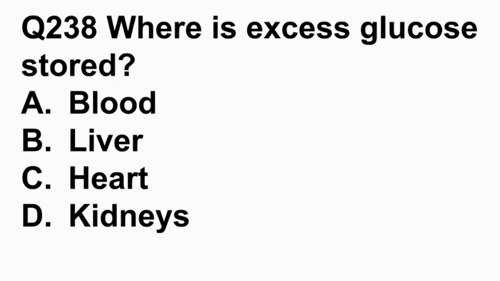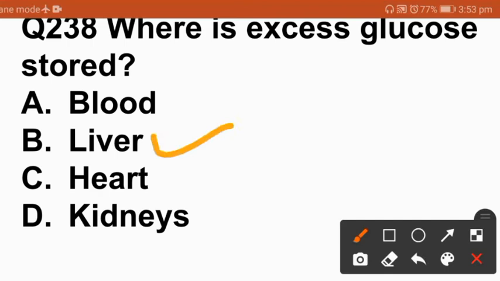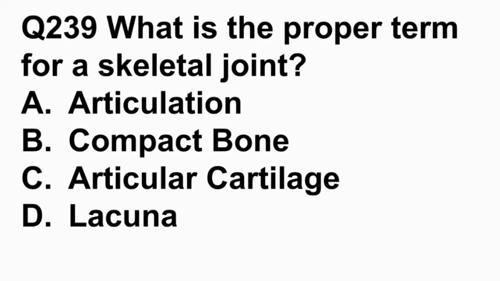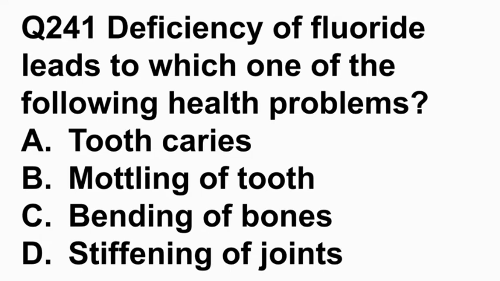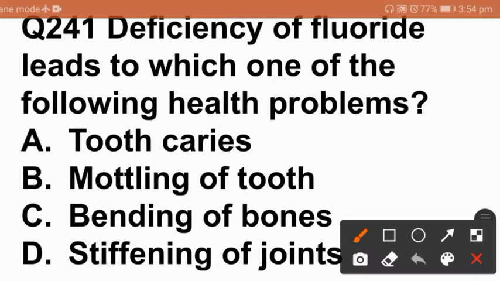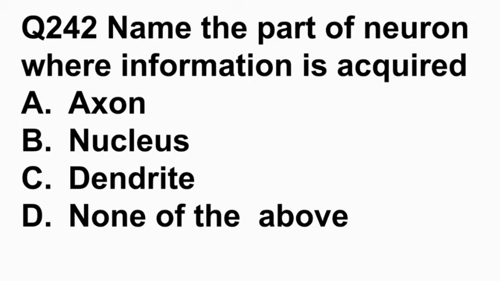Where is excess glucose stored? B. Liver. What is the proper term for a skeletal joint? A. Articulation. Bleeding of gums, falling of teeth, fragile bones and delayed wound healing occur due to the deficiency of which one of the following vitamins? A. Vitamin C. Deficiency of fluoride leads to which one of the following health problems? A. Tooth caries.